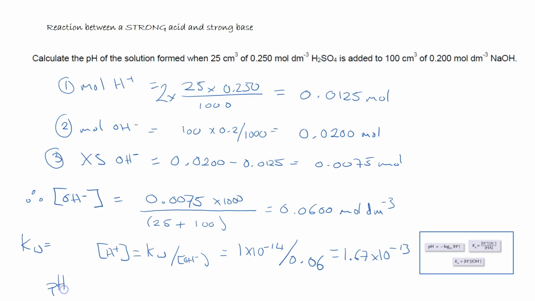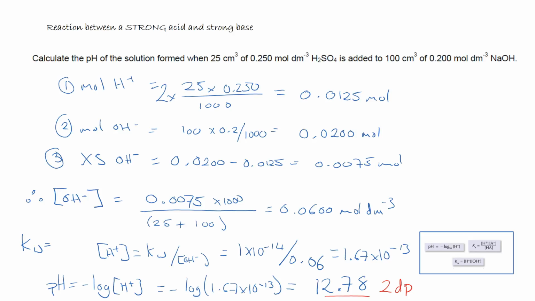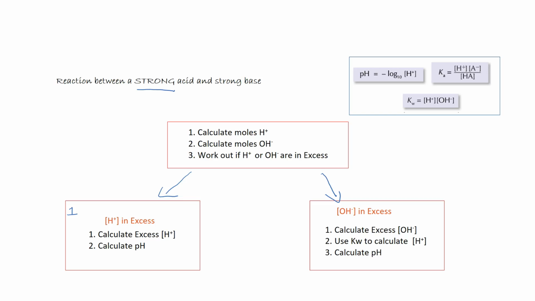The final step then is to say pH is equal to minus log of the hydrogen ion concentration. We've just calculated the hydrogen ion concentration to be 1.67 times 10 to the minus 13, giving us the pH to be 12.78. We give this value at the end in 2 decimal places for the pH. So we've seen there the 2 different routes of working out the pH for a strong acid and a strong base. In both instances we work out the moles of H plus and moles of OH minus, work out what's in excess, and then we go either to work out the concentration of H plus from the excess H plus, or the concentration of OH minus from the excess OH minus.